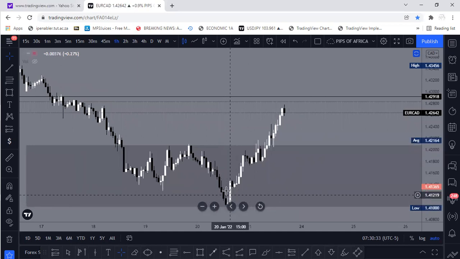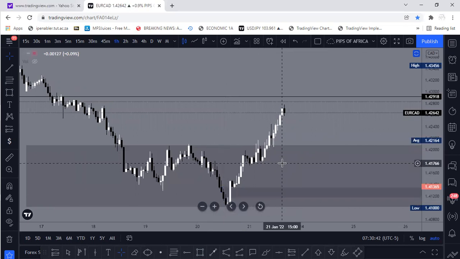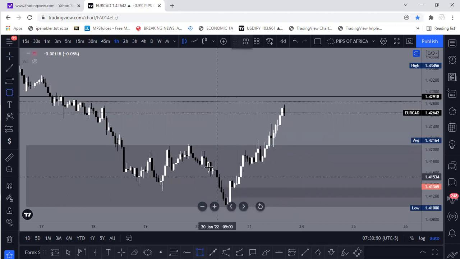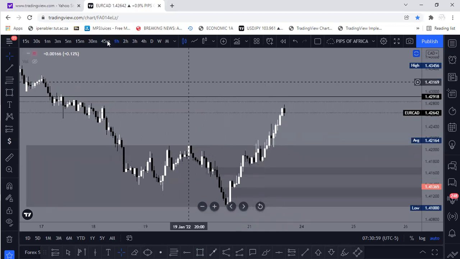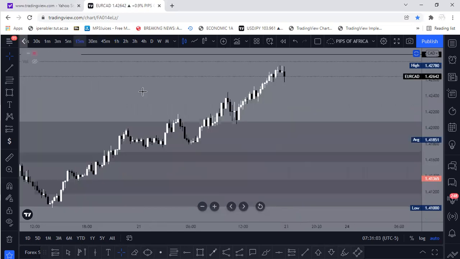What do we see below here? We see the imbalance. I can go ahead and mark up the imbalance. After that, I will mark the last down candle before the up move. This is what I'm going to go ahead and mark. After doing this, because you already see that here there was an order block which was already respected, let me go down to the 15-minute time frame and see what is happening there.